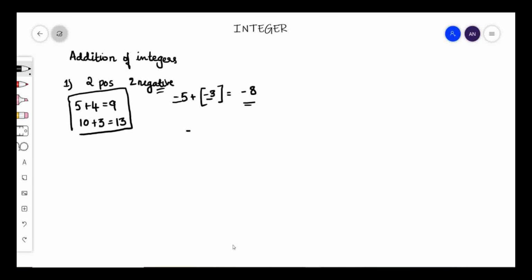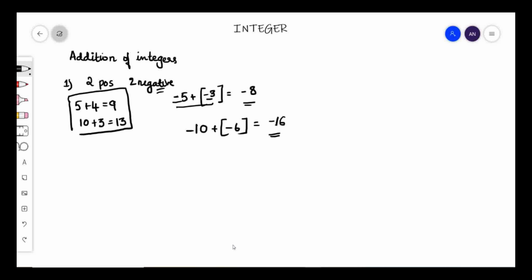Let us take another example. Minus 10 plus minus 6. So what do you have to do? Minus 10 minus 6. Both are same integers, negative integers. So add and put minus sign. Minus 16. So when two positive integers or two negative integers are supposed to be added, just add them and put the respective sign. If two positive, then put positive sign. If two negative, negative sign.